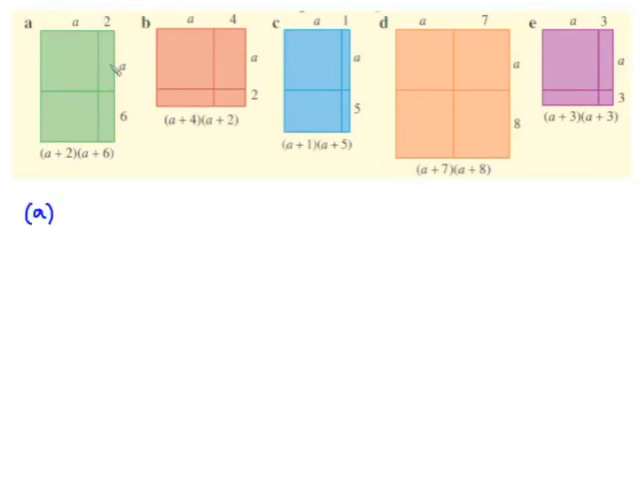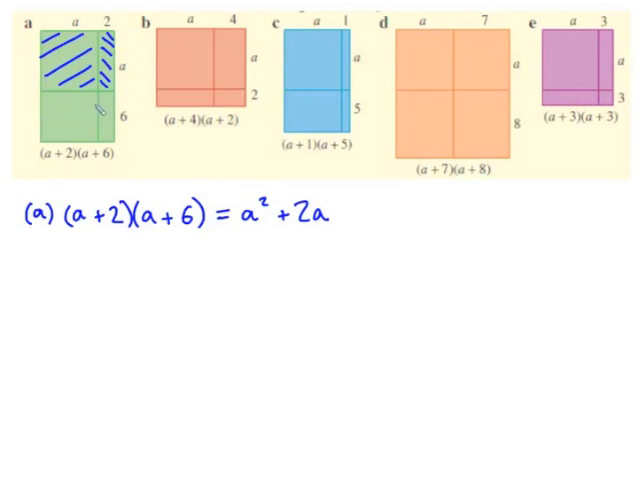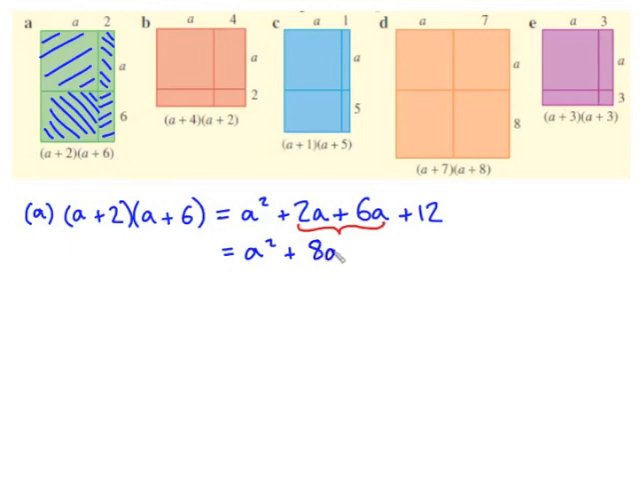In the first one, we have A plus 2 multiplied by A plus 6. And if we work out each area in turn, the first area is A by A, so that's A squared. Then we've got 2 by A, which is 2A, then 6 by A, and then 6 multiplied by 2, which is 12. And I can simplify by collecting the 2A and the 6A to give A squared plus 8A plus 12.